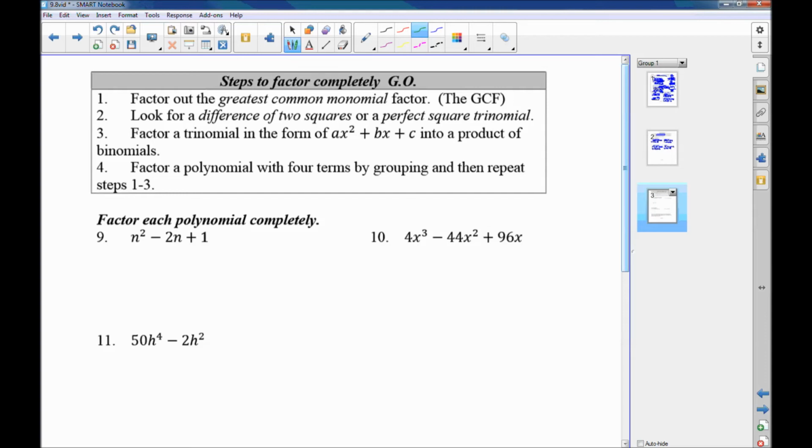Number 3, factor a trinomial in the form of ax squared plus bx plus c into a product of two binomials. That's our normal factoring that we do. And then step 4, factor a polynomial with 4 terms by grouping them and then repeat steps 1 through 3, okay? All right, so we always want to repeat the steps until we can no longer do any of them.